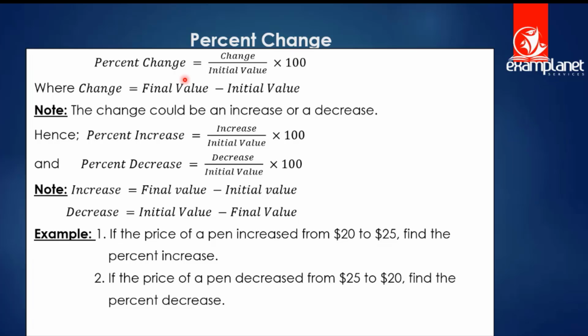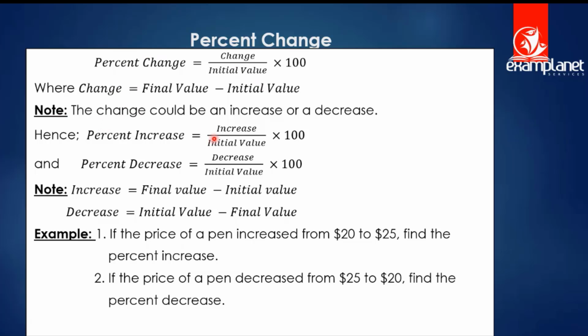Now we have percent change. Percent change is change divided by the initial value times 100. That is when you look at change in percent. Something increases or something decreases, so by what percent has it changed? Where change is the final value minus the initial value, or we call it the original value. Initial value or original value, they mean the same thing.